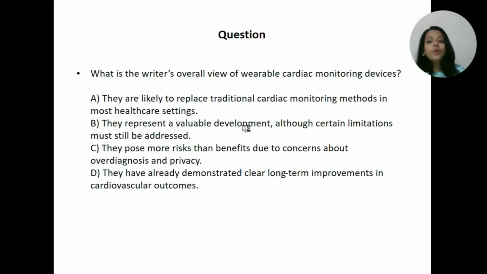They represent a valuable development, although certain limitations must still be addressed. Yes, that mirrors the structure of the passage. Benefit, concern, and then cautious conclusion. This is the correct option.